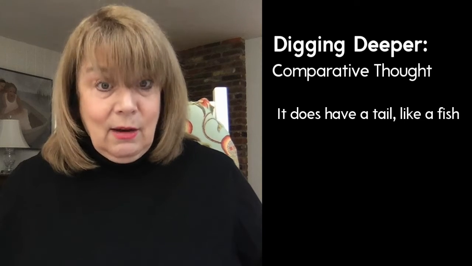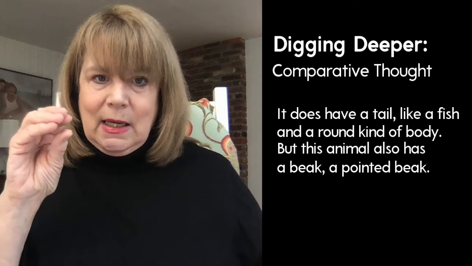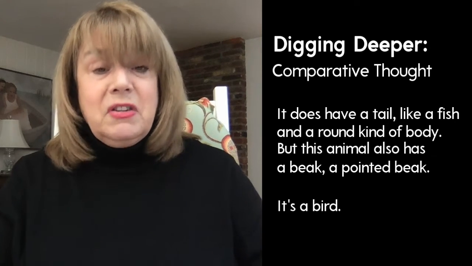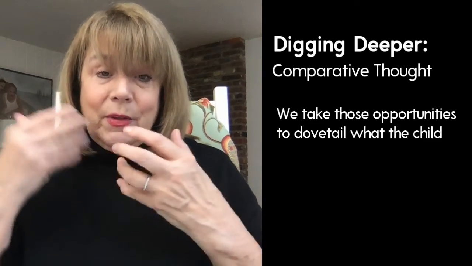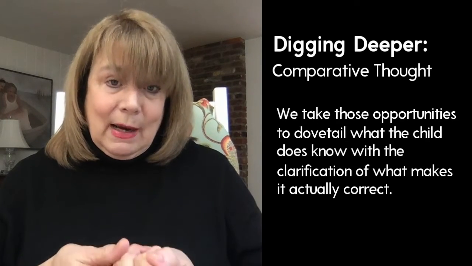Last week I was in another country, and there was a child who identified a little clip that was the shape of a bird as a fish. And it was another great opportunity to say, well, I can see why you think that. Yeah, that does have a tail like a fish and a round kind of body. But this animal also has a beak, a pointed beak that's its mouth. It's a bird. So we take those opportunities to dovetail what the child does know with the clarification of what makes it actually correct.